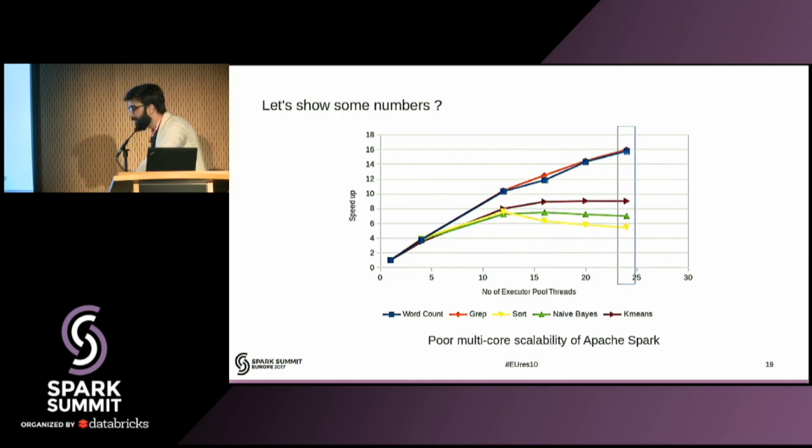From the previous experiments, what we know is that Spark has poor multi-core scalability. For example, if we look at k-means, if you give it 24 cores, it flattens out at a speedup of 9. So this number is quite important.